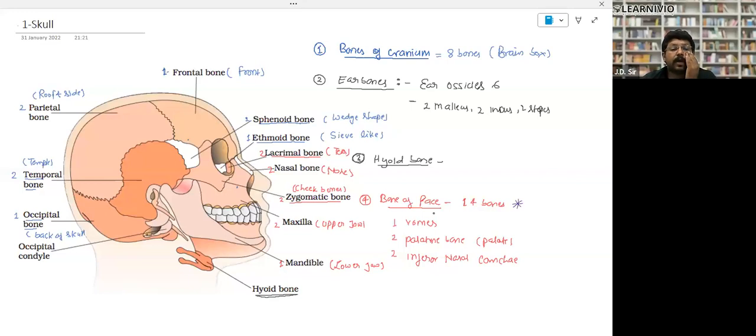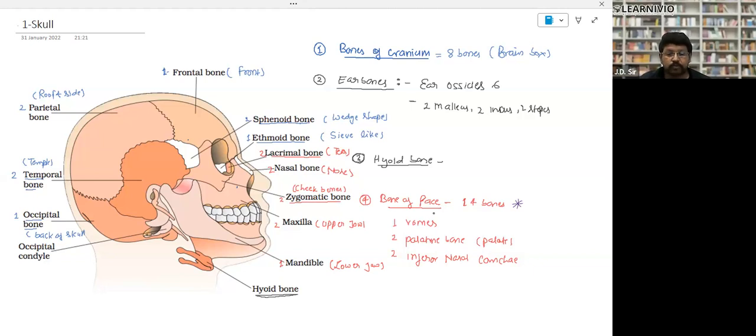Then there are one and a second, so there are two zygomatic bones. Zygomatic means cheek bones. Which bone makes our cheeks? Zygomatic bones make our cheeks. Then maxilla: there are two maxilla which make the upper jaw, and one mandible which makes the lower jaw, right? So look, 2 and 2, 4, 2, 6, 2, 8, and 1, 9. So there are 9 bones.